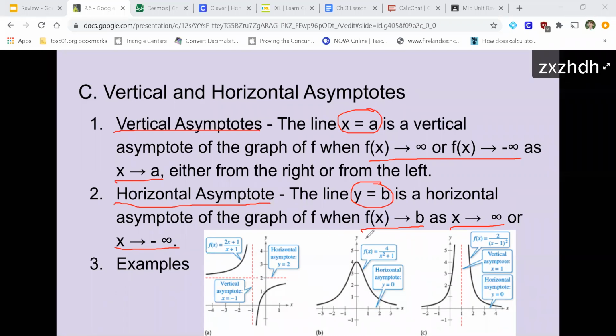You can see in the next example that there are never any vertical asymptotes because f of x never goes to positive or negative infinity. It does have a horizontal asymptote of y equals 0 because as our outputs get closer to 0, x goes to negative infinity on the left and positive infinity on the right.